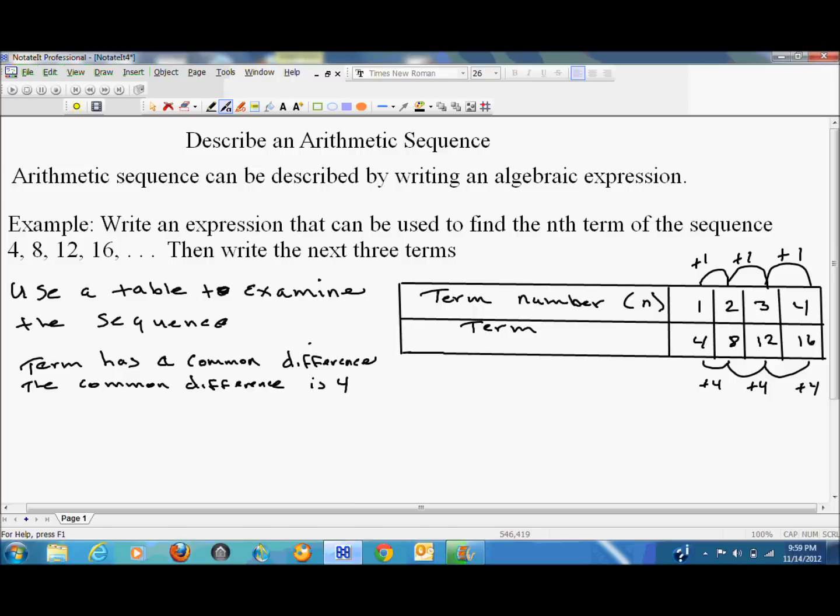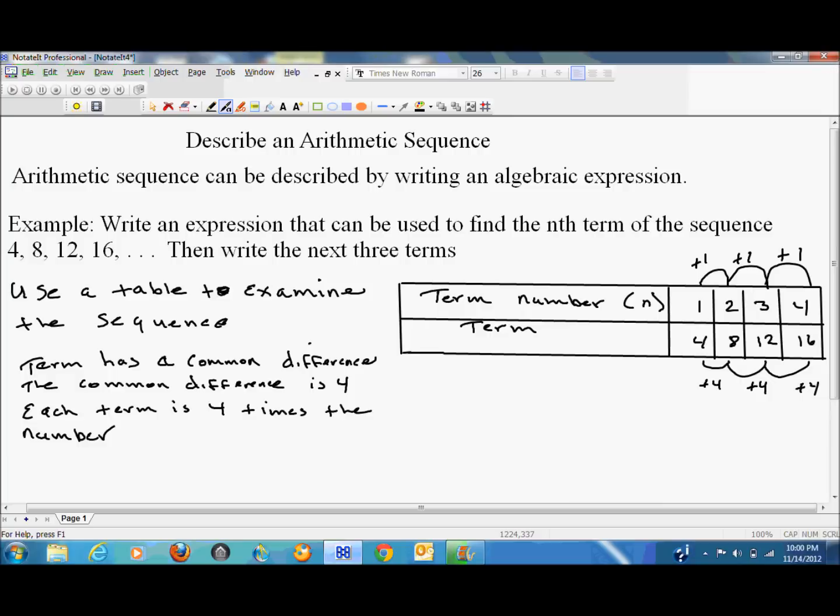Also, each term is 4 times the term number. Now that's very important right here. What are we talking about? Well, this is term number 1. 4 times 1 is 4. This is term 2. 4 times 2 is 8. This is term 3. 4 times 3 is 12. This is term 4. And 4 times 4 is 16.